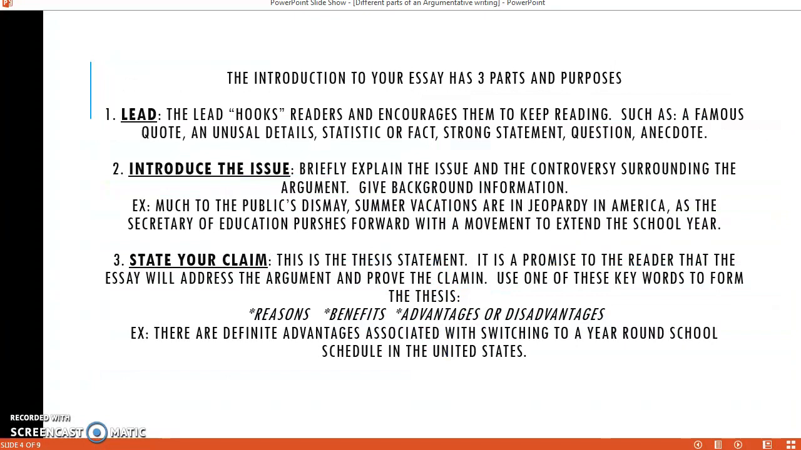Okay, so the intro, the first intro paragraph, has 3 parts and purposes. You have to have a lead. The lead hooks the reader and encourages them to keep reading.